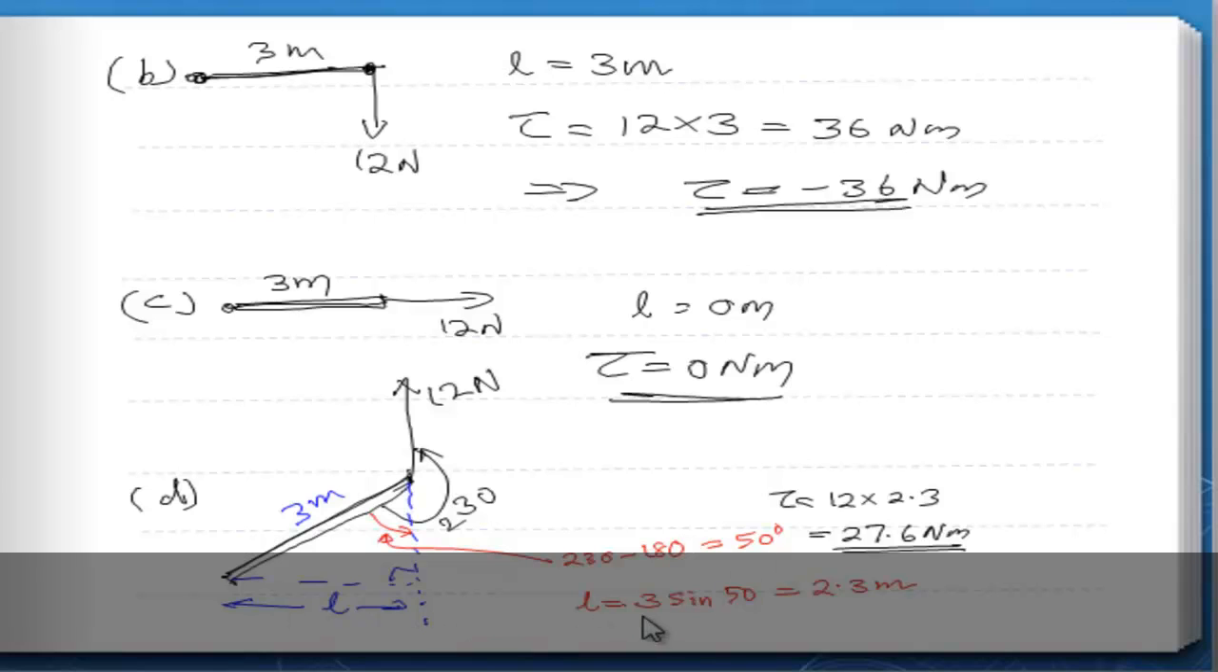So L equals 3 sine 50. That's 2.3 meters. So the torque is 12 times 2.3. That's 27.6 Newton meters.